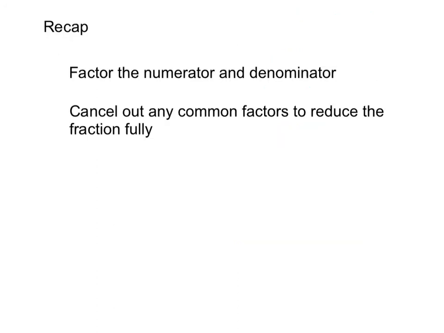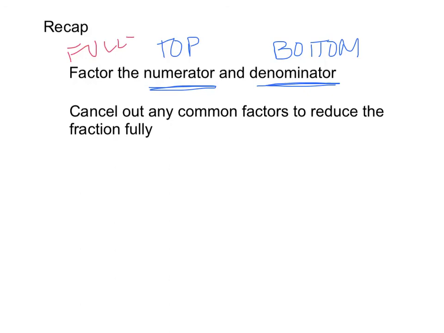This last slide is just a little recap. We did the same thing in every single problem. That's what algebra is, doing the same thing over and over again. It's all about procedures. We learned our procedure for factoring and simplifying rationals. To simplify rationals, the very first thing you need to do is factor both the numerator and the denominator. Remember that numerator means the top and denominator means the bottom. You have to fully factor these, so I should have the word fully written there. Very important. Then, once you have it factored, you can cancel out any common factors to reduce the fraction fully.